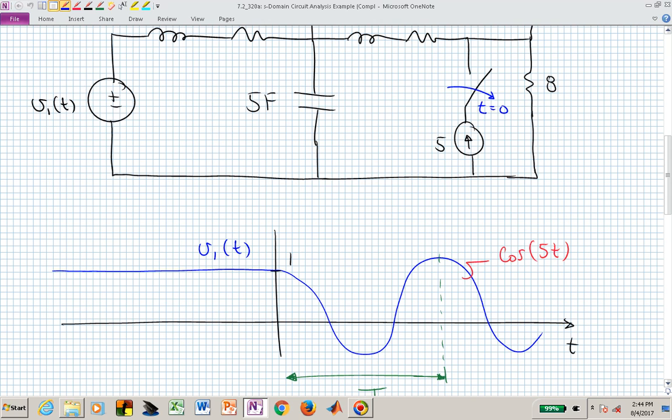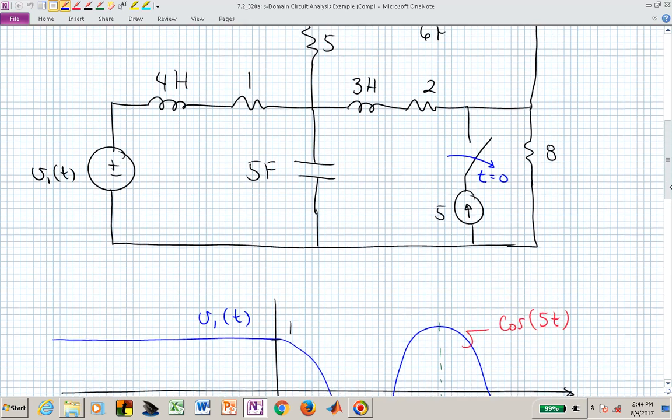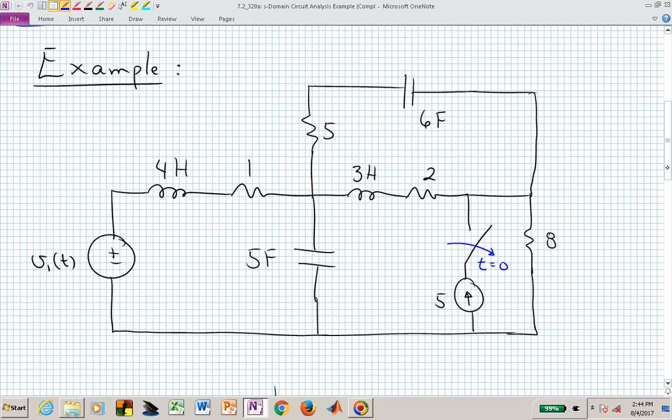So now we need to take cosine of 5t as our source. The current source will be gone, and we'll then just have one source operating or functioning after time t equals 0.